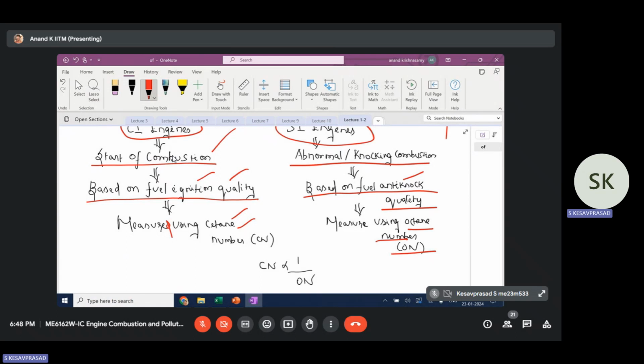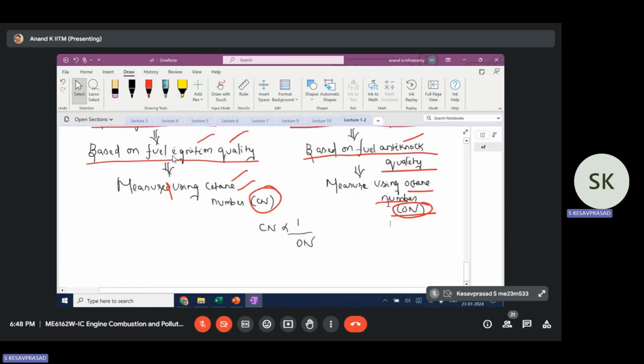Okay, this is one of the important fuel quality requirements for SI engine application. Fuel should have better anti-knock quality, meaning it should resist self-ignition. It should not ignite by itself. It should get ignited only with flame. So at one end, you have the cetane number, a minimum requirement in a CI engine. On the other hand, you have octane number, a minimum value requirement for an SI engine. And these two characteristics are just opposite. CN is inversely proportional to octane number.